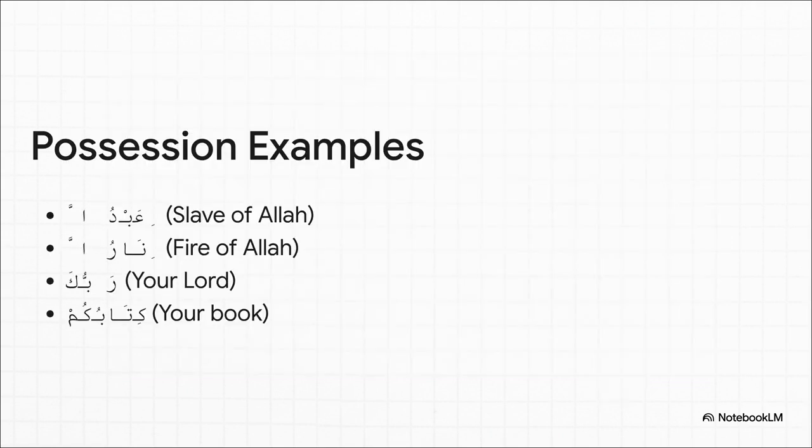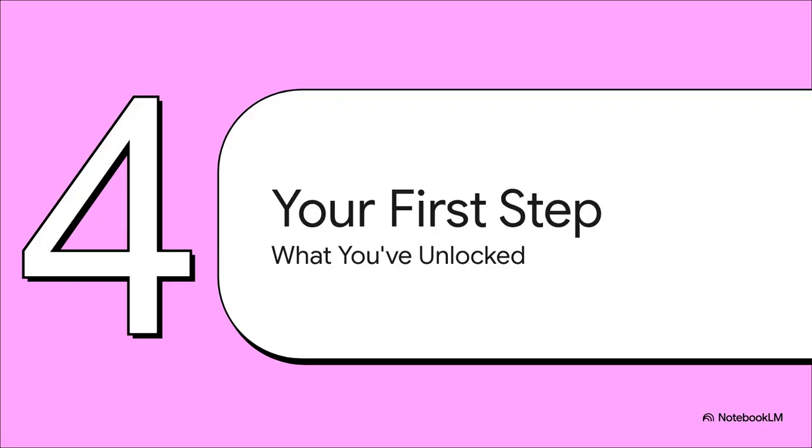And you see this pattern everywhere. Abd Allah, the slave of Allah. Narullah, the fire of Allah. It even works when you attach a pronoun, like in Rabbuka, which means your Lord. It's definite because we know exactly whose Lord it is. It's yours.